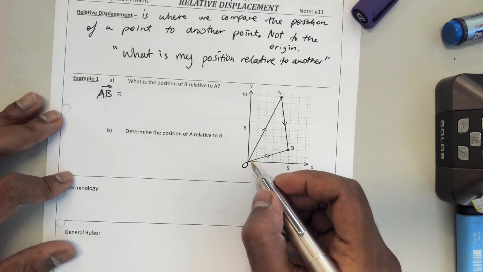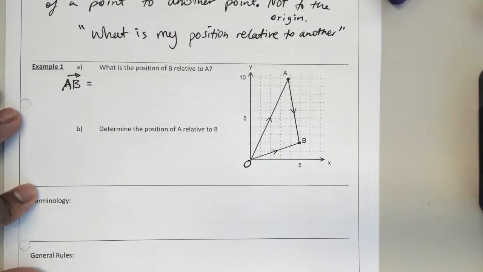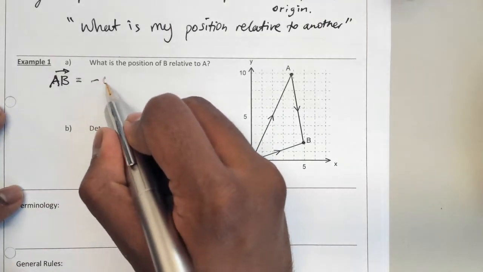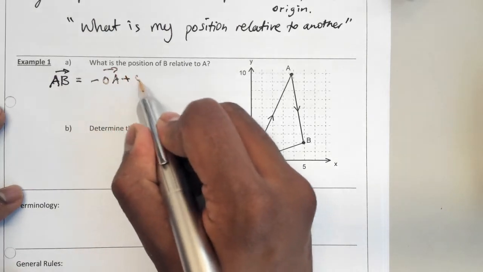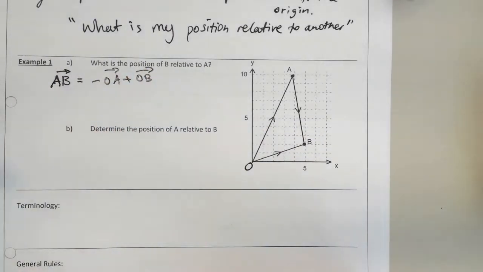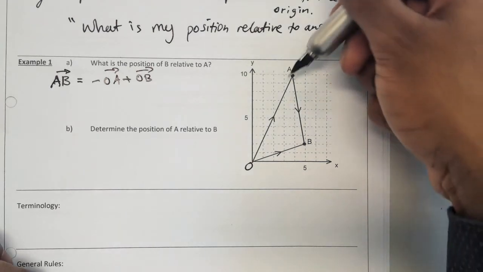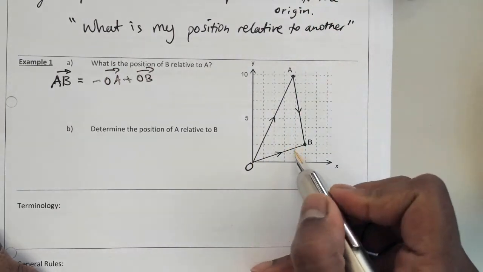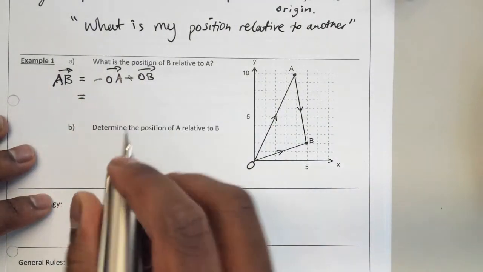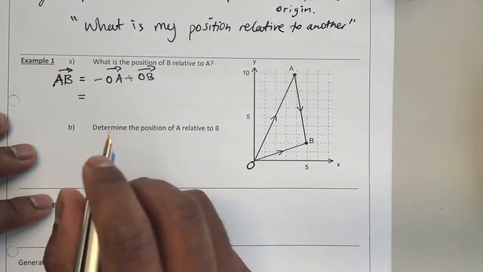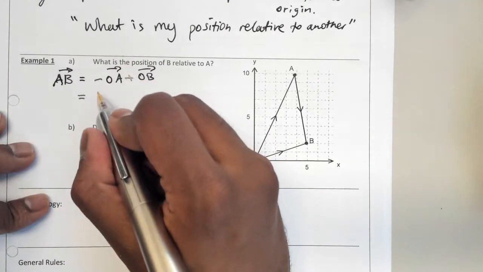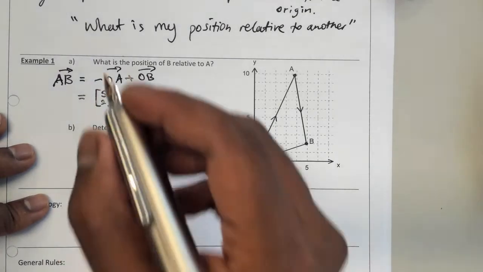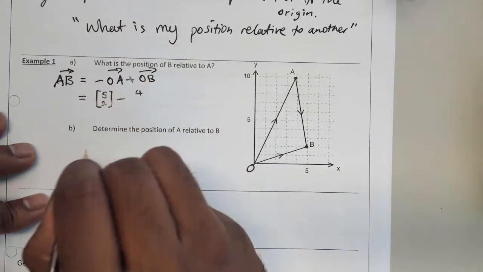Well, I would say, well, I have to go negative OA plus OB. Alright, negative OA, so I'm going to go this way, down to here, and then I'm going to go OB. So I substitute my vectors in. Now I'm going to use it in matrix form, just because it makes it a little bit easier. So that's 5i plus 2j minus 4, 10.